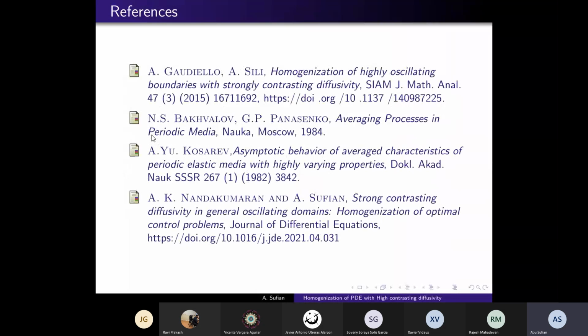So there are some references. This is basically a generalization of the work by Guardiola and Alicelli. And for multi-scale analysis on this kind of domain, you can look at the averaging process in periodic media by Bakhvalov and Panasenko. Then another work is given by Kosharev, and this work recently appeared in the Journal of Differential Equations.